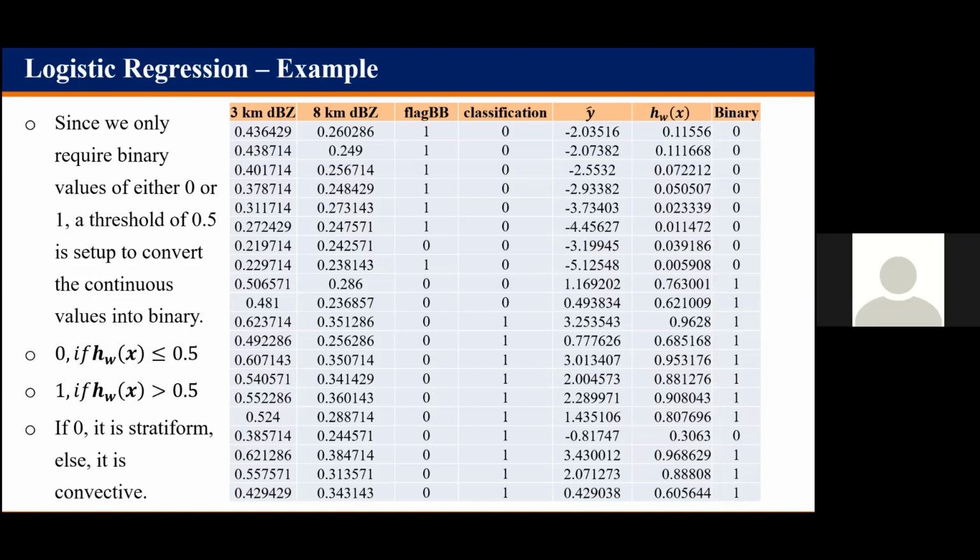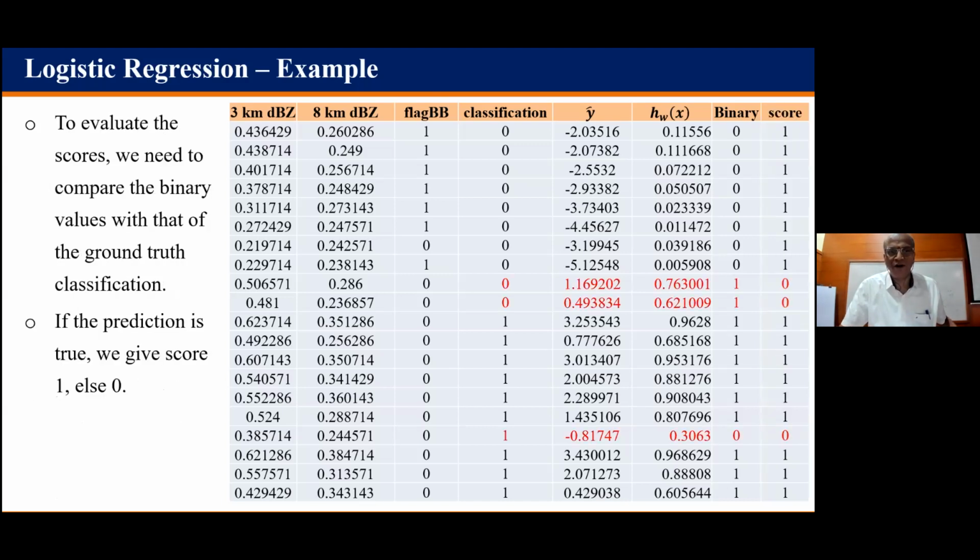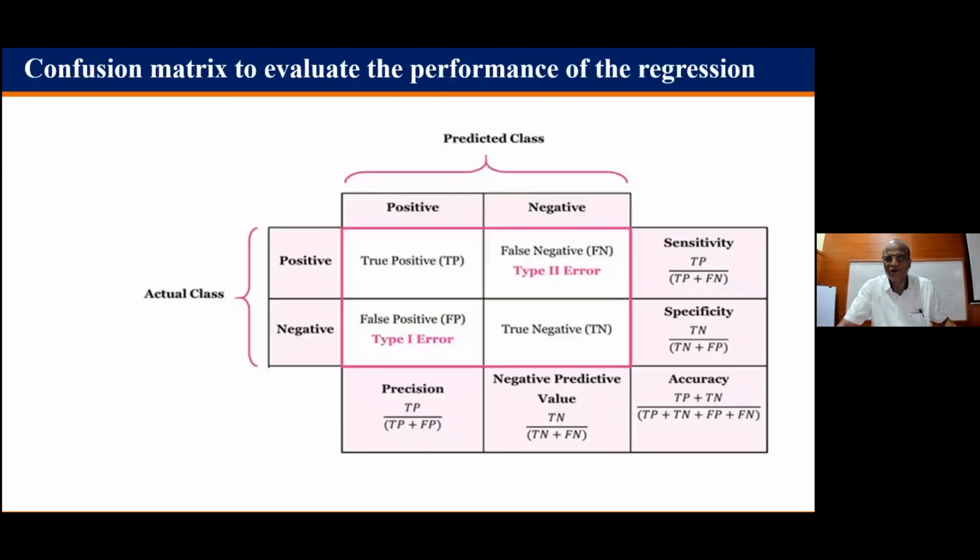Yes, sir. 0.9628 is greater than 0.5. So I am now classifying. There is already a classification available in column 4, which is the original classification. With the binary classification which I am doing, I have to check whether it is working fine or not. To evaluate this, if the prediction is true, we give a score of 1. Otherwise, we give a score of 0.